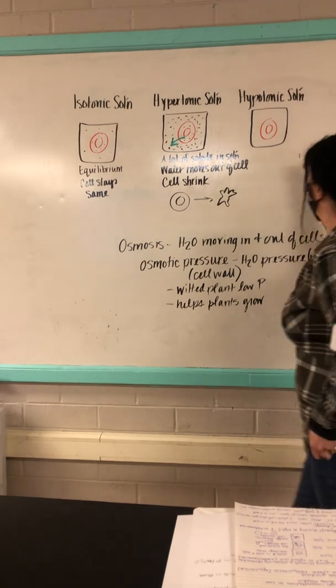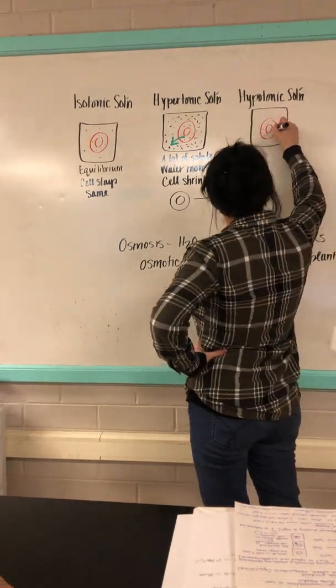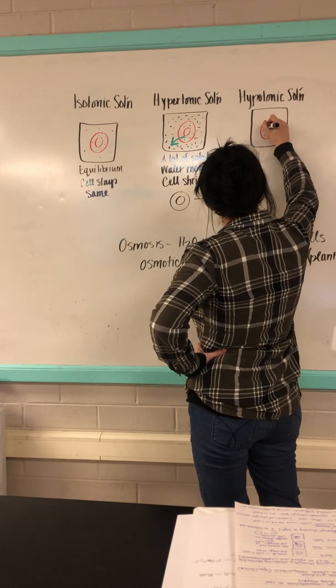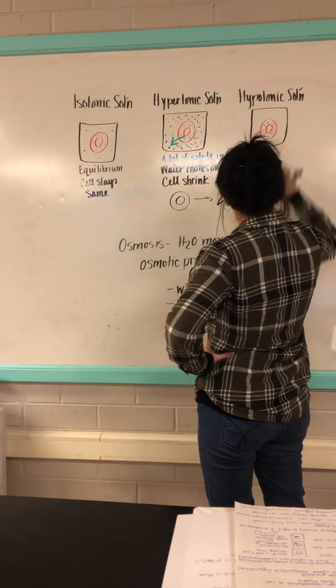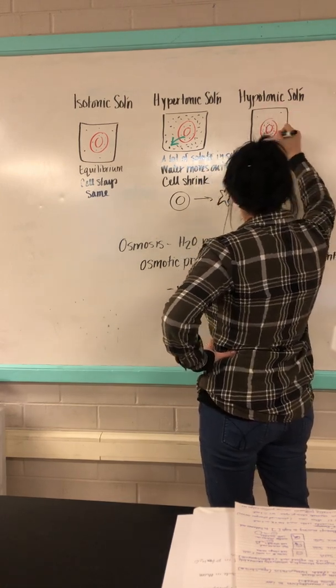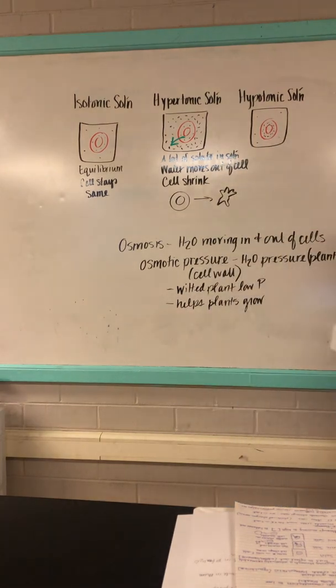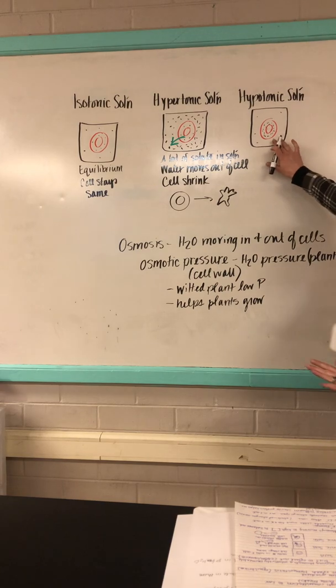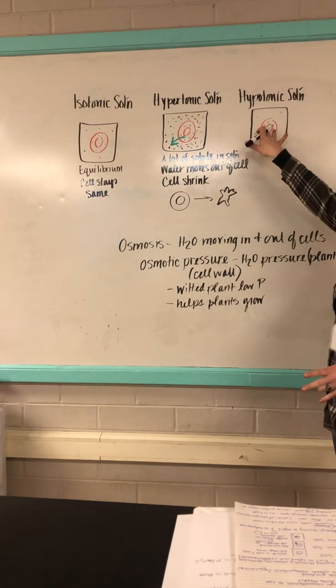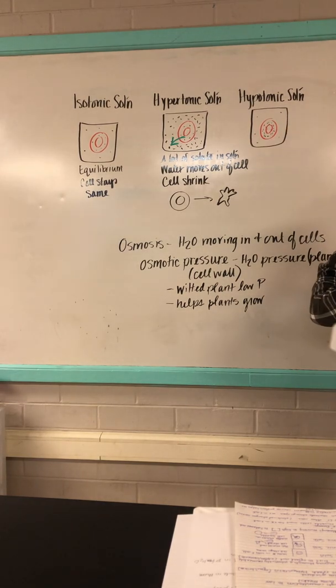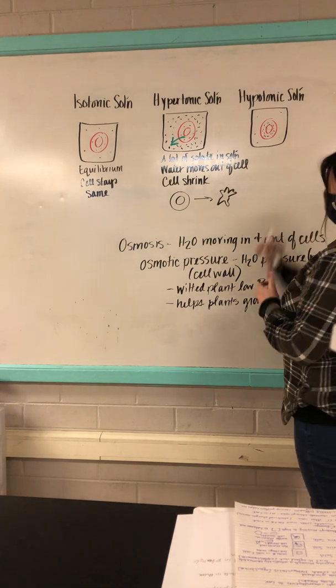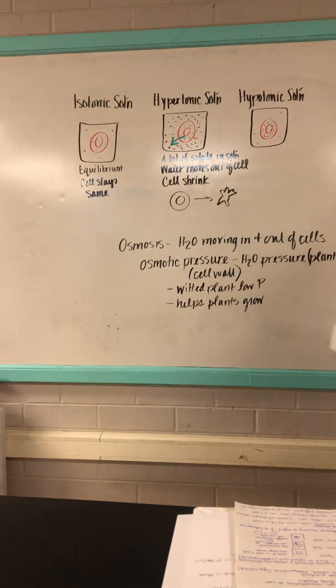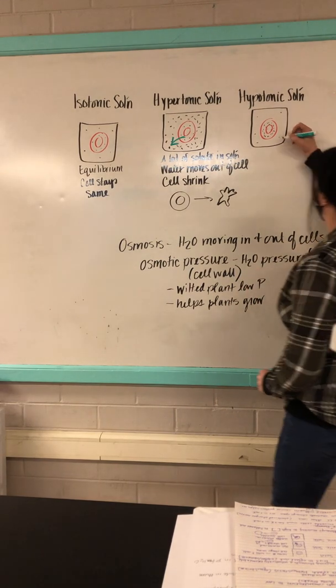Okay, hypotonic solution. You're going to have a lot of concentration of solute in the cell and not a whole lot in the water or in the solution that's around it. So this is more pure water. This is more salty in the cell. So water's going to move to where it's the saltiest, trying to balance out. So for this one, water's going to move where? Into the cell.